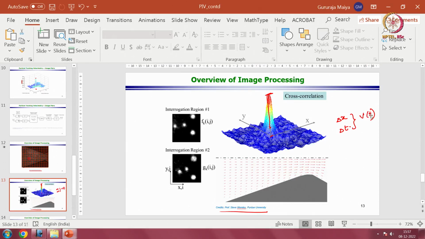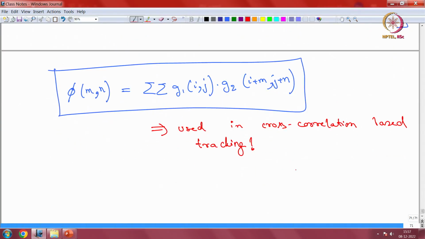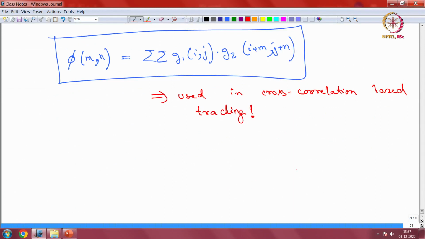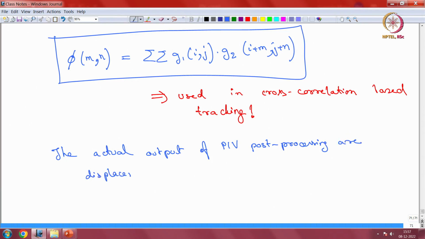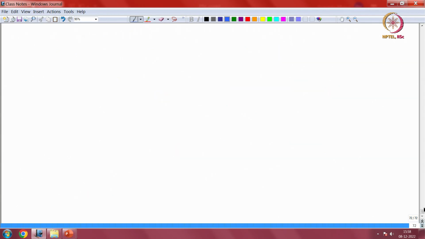So this brings us to the important question of how to find the velocity, right. So we know how to find delta x. Now the question is how to find the velocity. So the actual output of PIV post processing are displacements, which means my delta x and delta y of the interrogation windows, and from this you have to calculate the velocity, right.